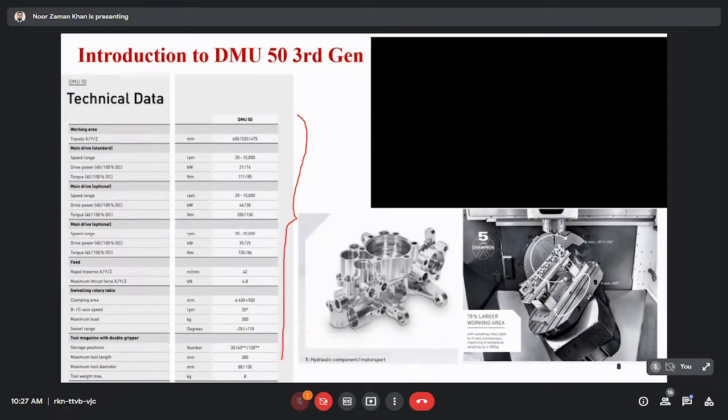If you see this complex product, it is nothing but a hydraulic component of a motor sport bike or a car, which can be made by this 5-axis machining center. What does it mean by 5-axis? 3 translatory axes and 2 rotary axes. X, Y, Z are the 3 translatory axes, and B and C are the 2 rotary axes available in our machine.